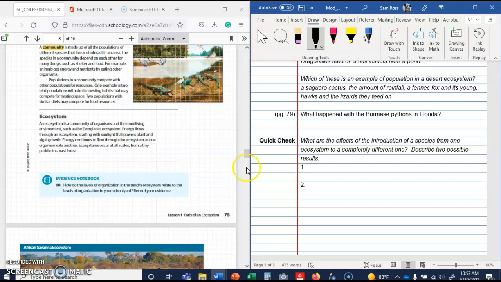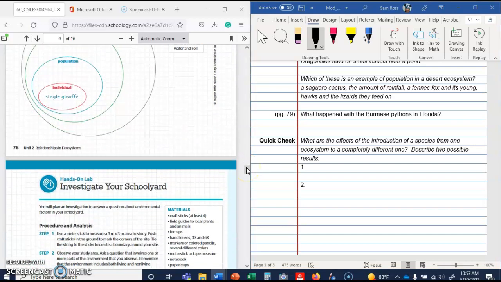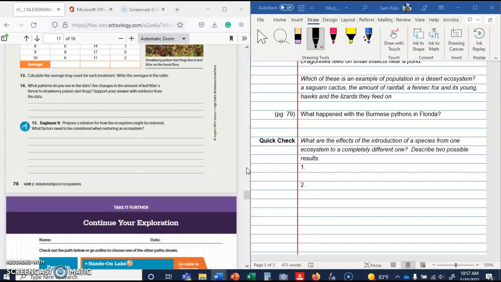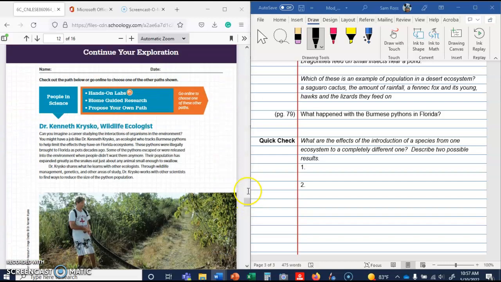And then we need to fast forward to 79. So we're on page 75, 76, 77, 78. Here's 79 where it talks about a wildlife ecologist. So what happened with the Burmese pythons in Florida? Let's check here.